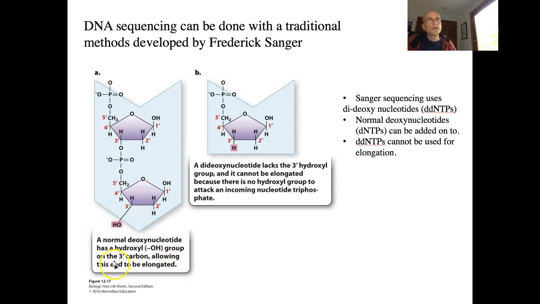So here it says a normal deoxynucleotide has a hydroxyl group here on the 3' carbon, 1, 2, 3, 4, 5, so 3' carbon, allowing this end to be elongated. What this picture is not showing you are the bases, right? The adenine, guanine, thymidine, cytidine bases. So it's just showing you the sugars and the phosphates. So sugar, phosphate, backbone.